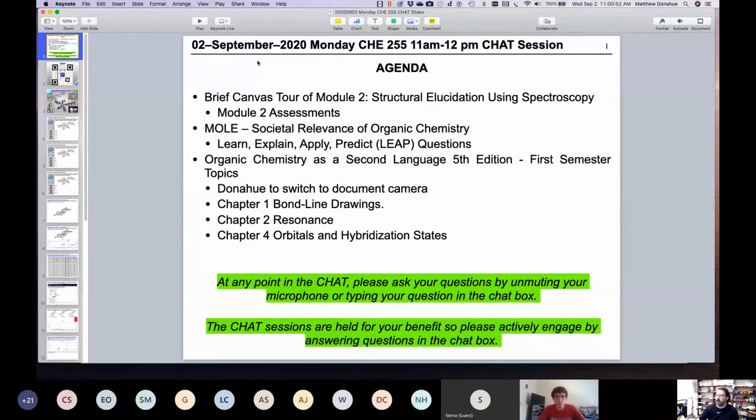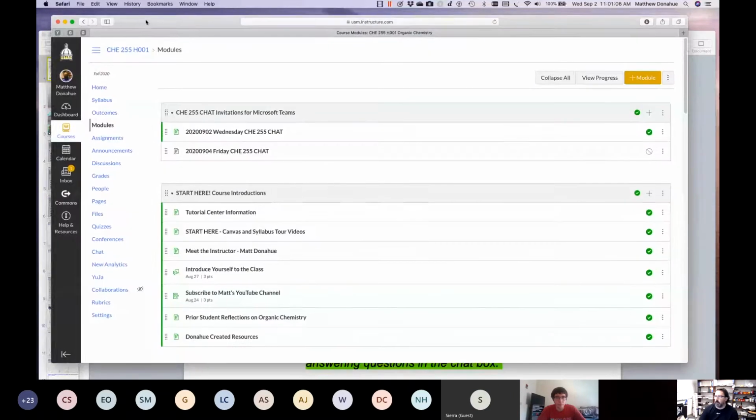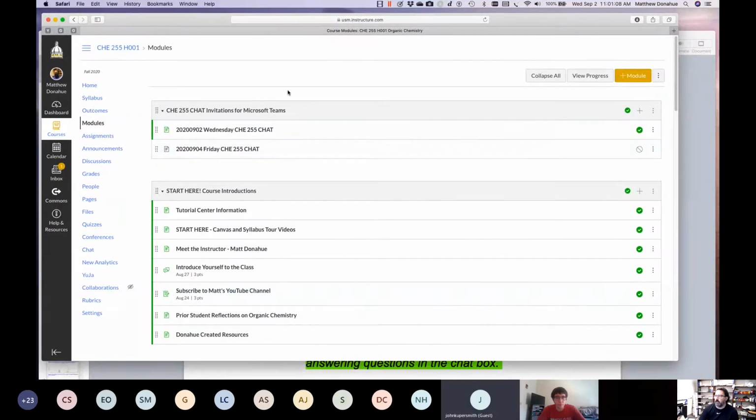And so what I'd like to do is just go through another brief Canvas tour of Module 2 so that everyone's sort of on the same page where the resources are. And then we'll go through this slide deck and we'll do some problems. So can everyone see the Canvas page now? I think this entire screen is active, so okay.